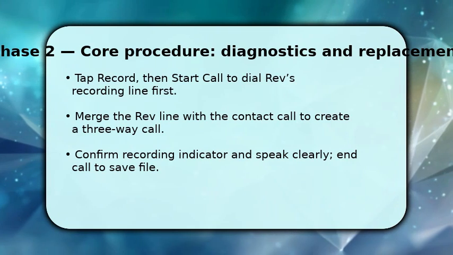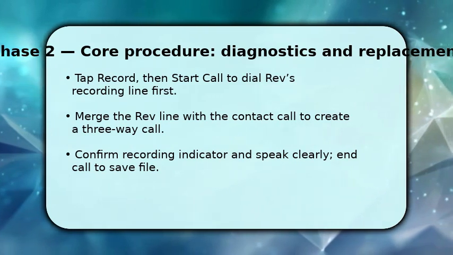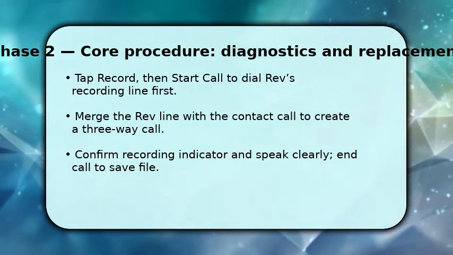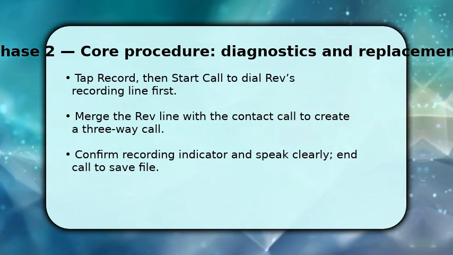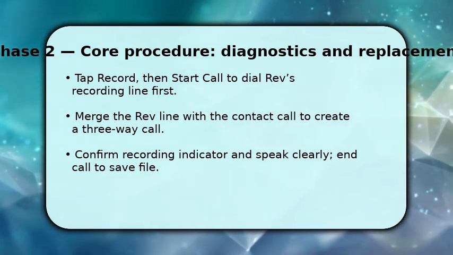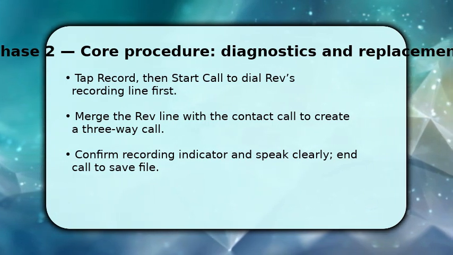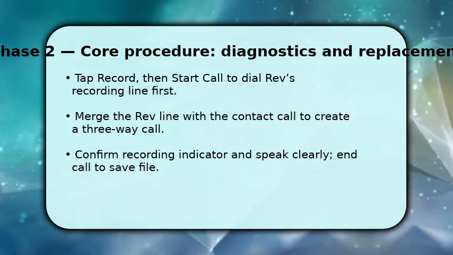Now you record. Tap Record, then start call to dial Rev's recording line first because the service needs to join the session. After the recording line connects, call your contact and then tap Merge to create a three-way call. This joining is essential. It captures both sides.